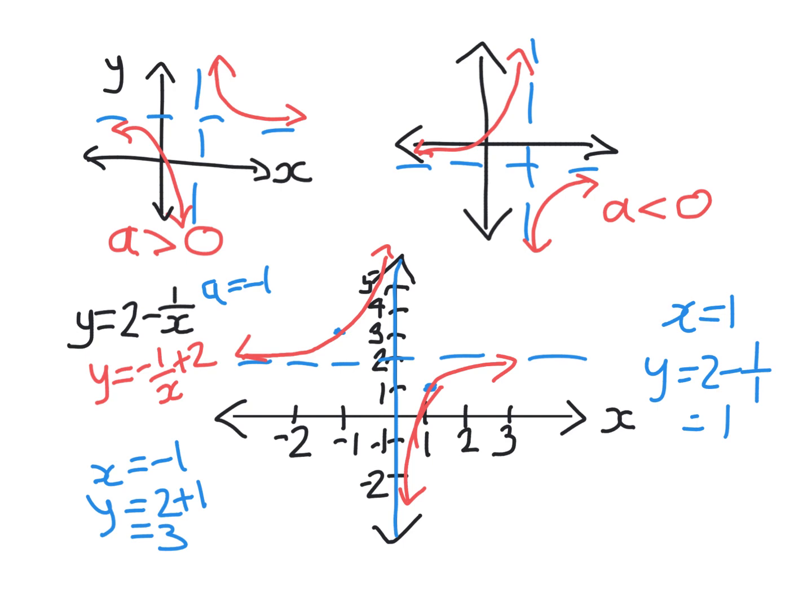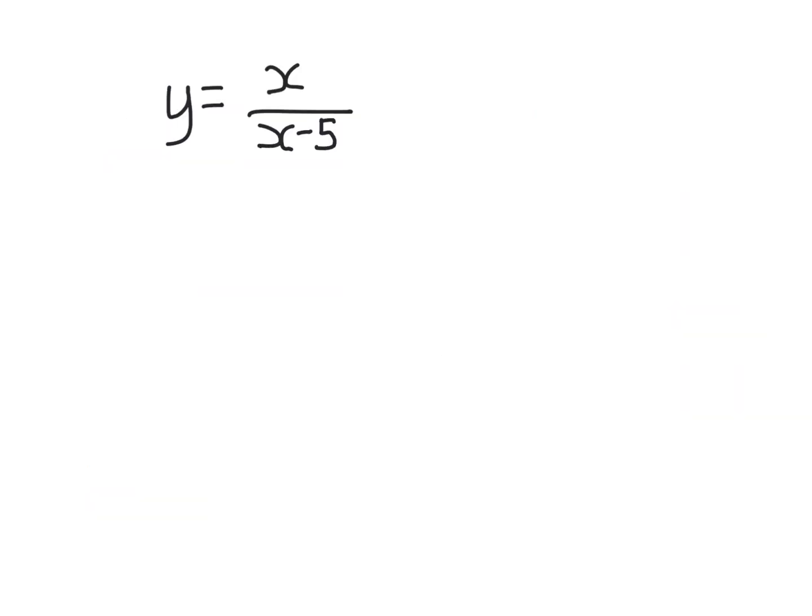All right, let's look at a harder example of the equation of a hyperbola. So this equation might look like it's not of the right form, but we can easily make it in the right form. See, what we're going to do is we're going to replace the top with x minus 5 plus 5. Why am I doing that? Well, x minus 5 plus 5 is x. So these two expressions are equivalent.